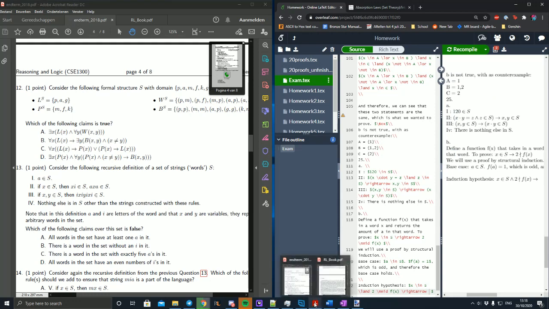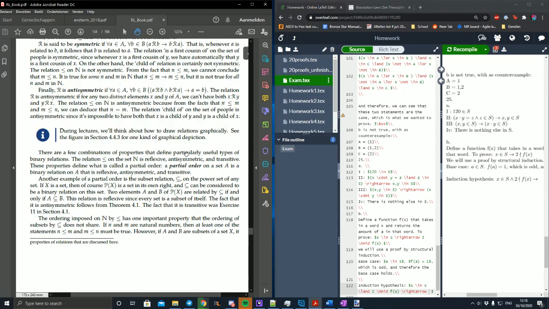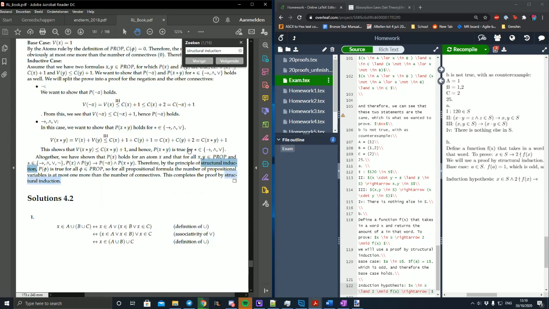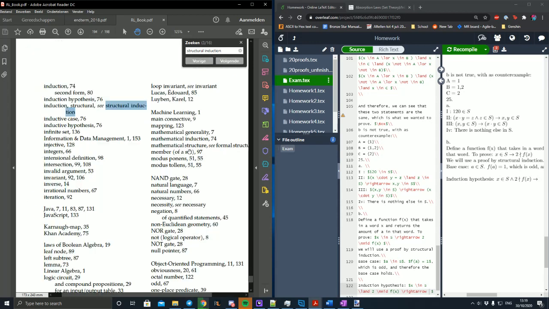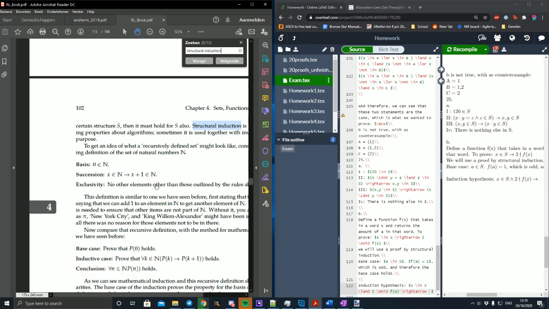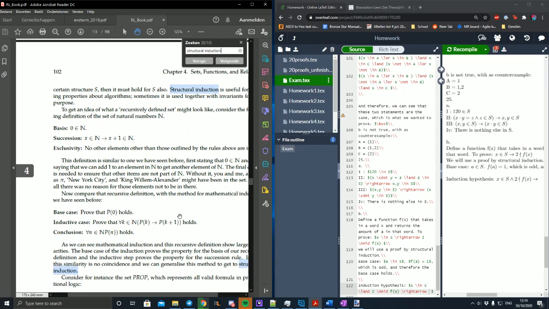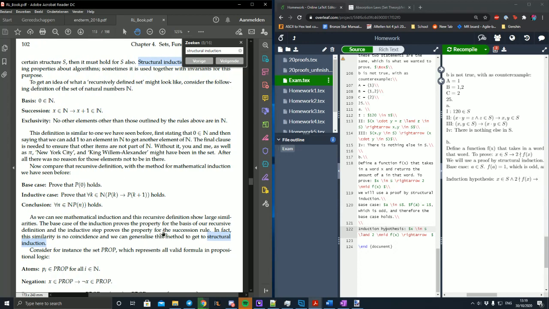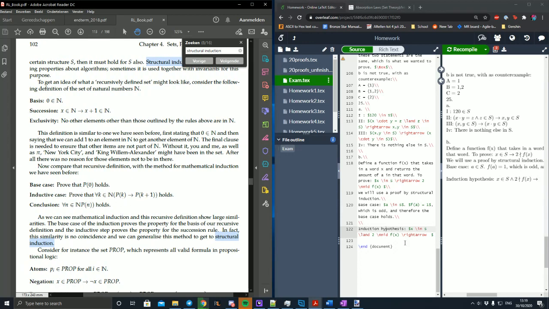Wait. Are you sure what you're trying to do now is the induction hypothesis and not the induction step? Yeah, I'm probably doing it wrong. Let's look at structural induction. Okay, so... wait, they don't have an induction hypothesis? Because the induction hypothesis is like the left part of the implication, basically. Yeah, true.